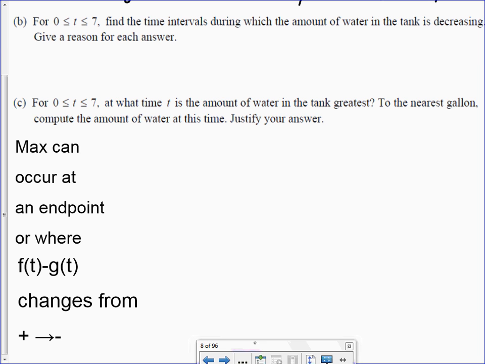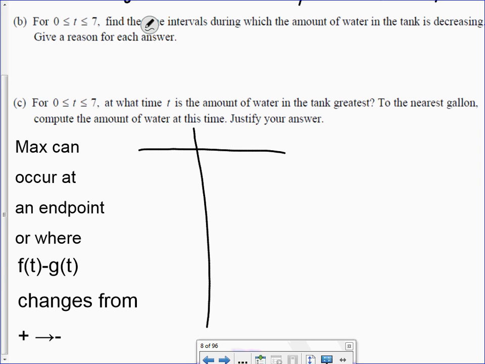And guys, you gotta write that on your paper when you're doing your work for an absolute max or min. You have to say the max. For that justification, you don't want to lose points. So the maximum can occur at an endpoint or where rate in minus rate out, those are called F of t minus G of t, changes from positive to negative. So we'll get that down as our justification, and now we'll set up our little chart.